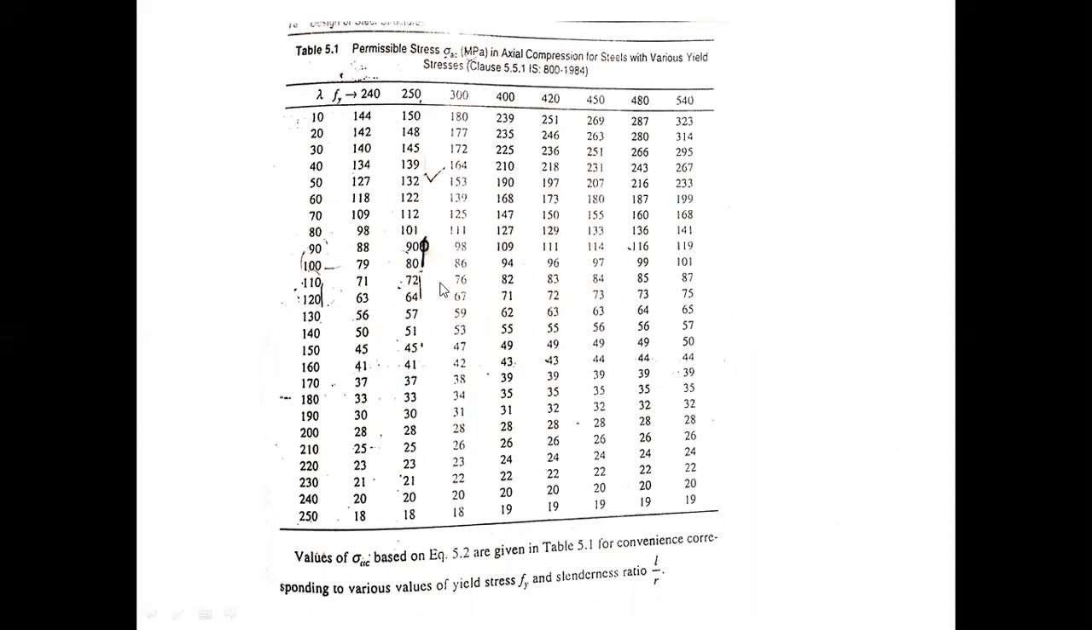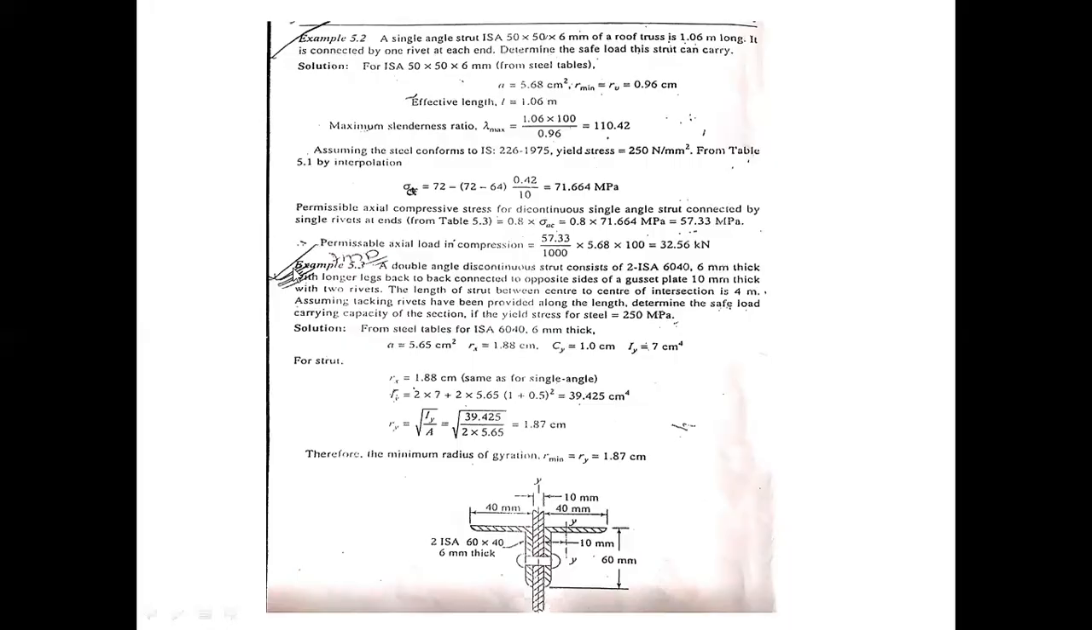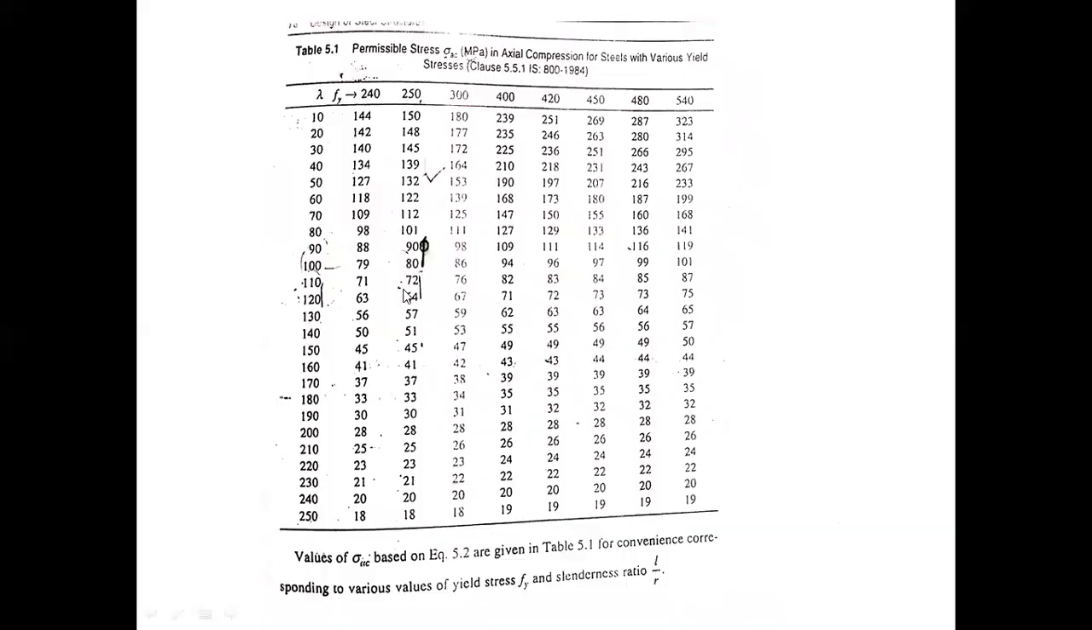So here, 110.42 and 250, it is between 110 and 120. Yes, 110 and 120. So how can we do the interpolation calculation now?